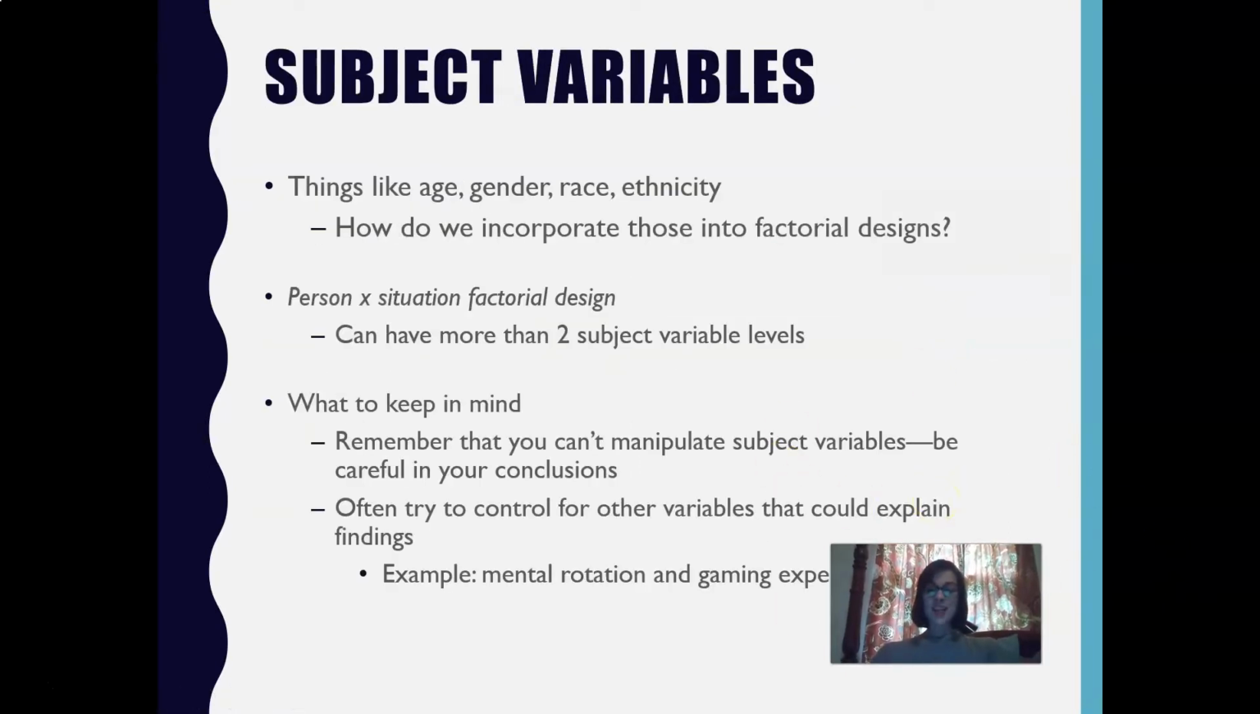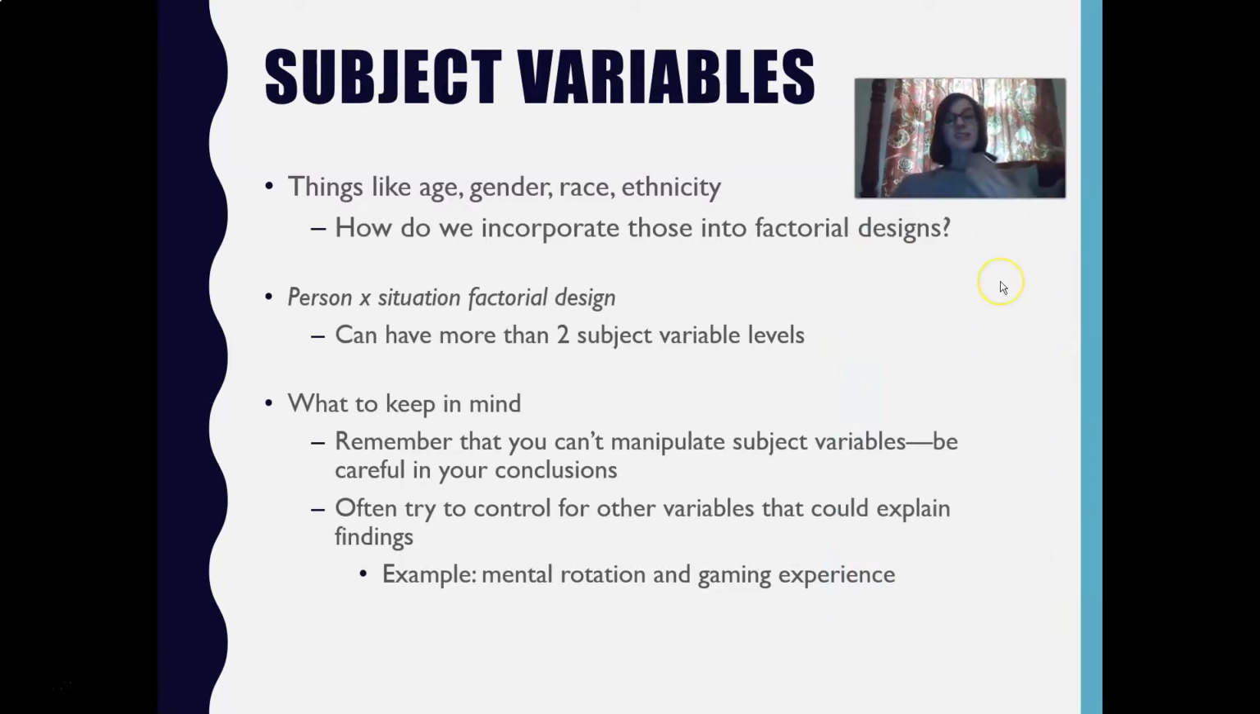Now, I do want to get back to talking about those subject variables. As I mentioned in the last lecture, or actually it might have been at the beginning of this one, I'm losing track of time. If you have a subject variable like age, gender, ethnicity, race, socioeconomic status, you have to do a mixed factor design. That has to be a between subjects factor because you cannot manipulate it. So this is obviously a mixed factors design. Other people refer to this as a person by situation, our other independent variable of interest, factorial design.